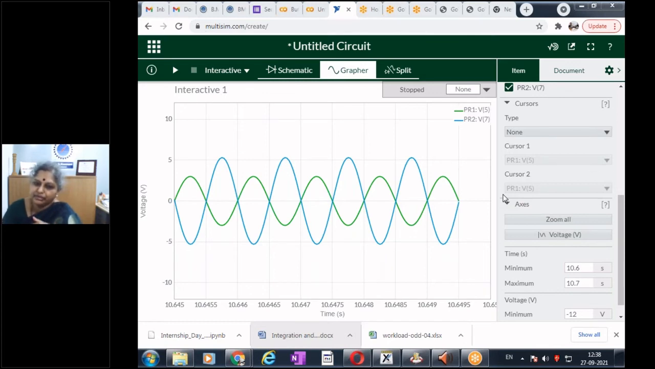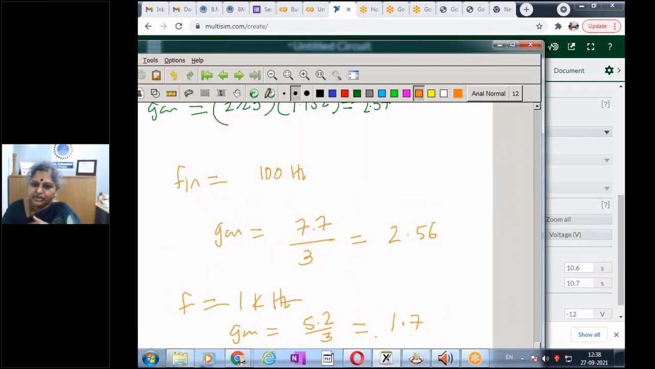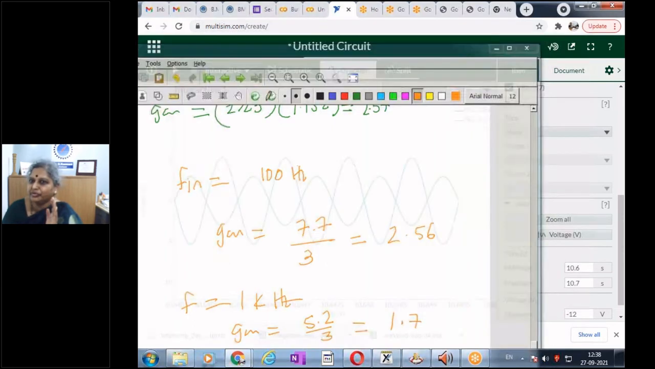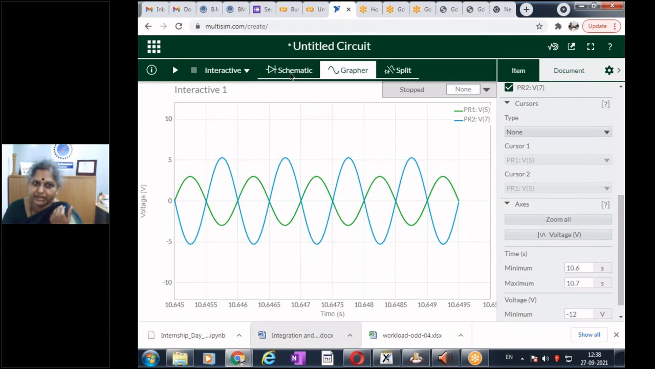Are we getting the same 1.8 by theory also? 1.7. So we have got something very close to our expected gain. So this is what it is: at cutoff frequency, the gain is always 0.707 times the passband gain.